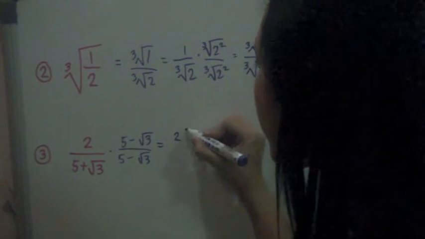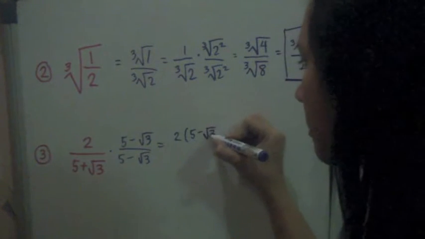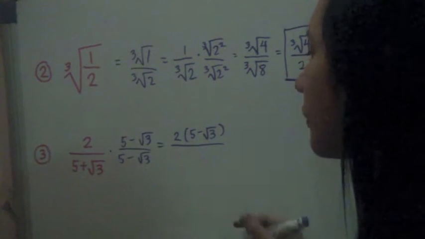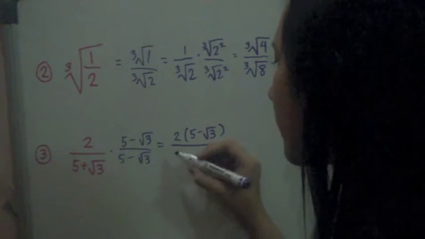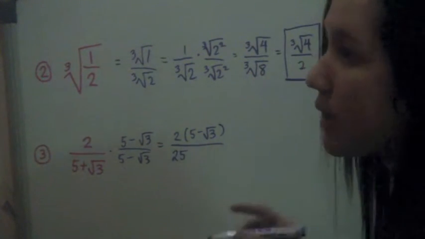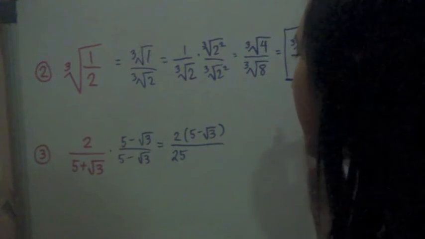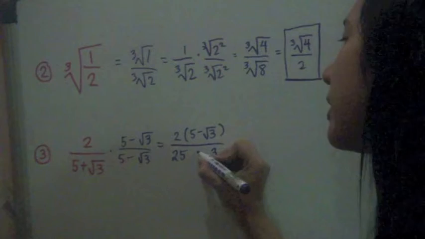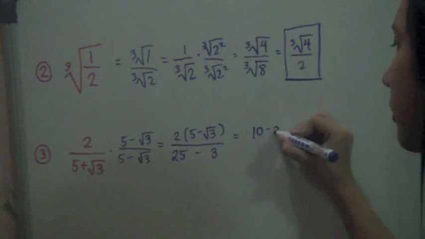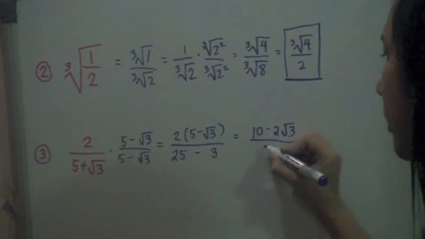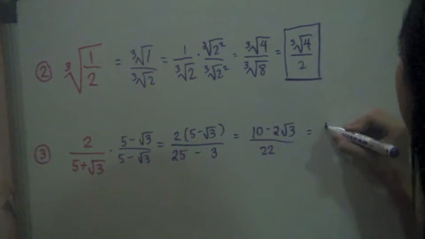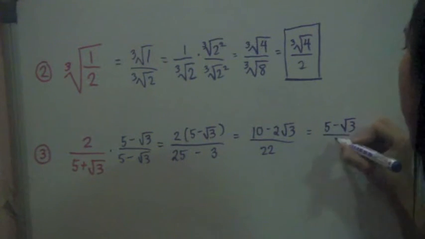So we multiply the numerators, and then to multiply the denominators, first we need to square the first term. So 5 times 5 is equal to 25. And then square the last term, so the square root of 3 squared is equal to 3. Then we put a minus in between. So distribute 2, so we get 10 minus 2 square root of 3 all over 22. And since they're all divisible by 2, we can still simplify this. So our final answer would be 5 minus the square root of 3 over 11.